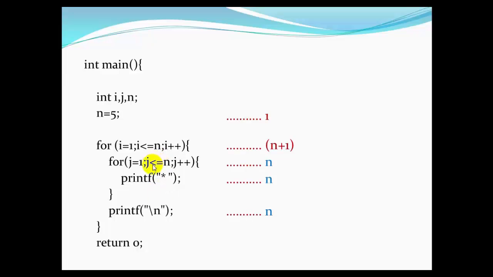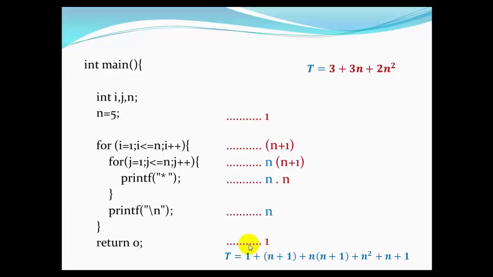Okay, now come to the next for loop instruction. Here j starts from 1 and the condition is j must be less than or equal to n. So for this line, the time will be n plus 1, and whatever instructions are inside this loop will take n time. So we can write n here. Now come to the last line. This line will take 1 unit of time. So now add up all the times and you will get an equation. Here our equation is 3 plus 3n plus 2n square.